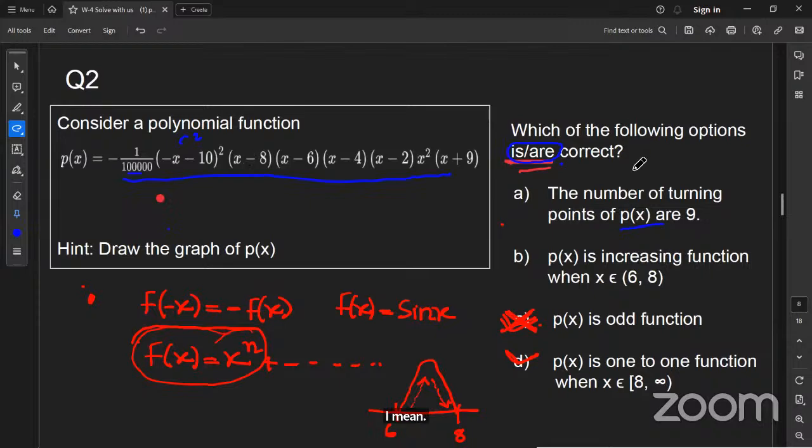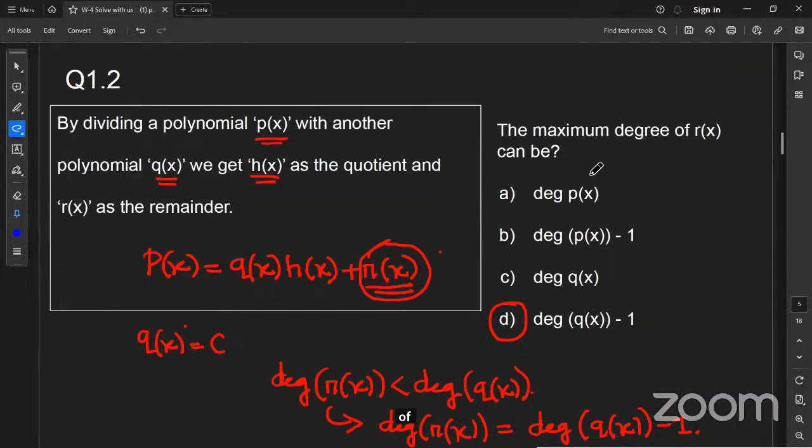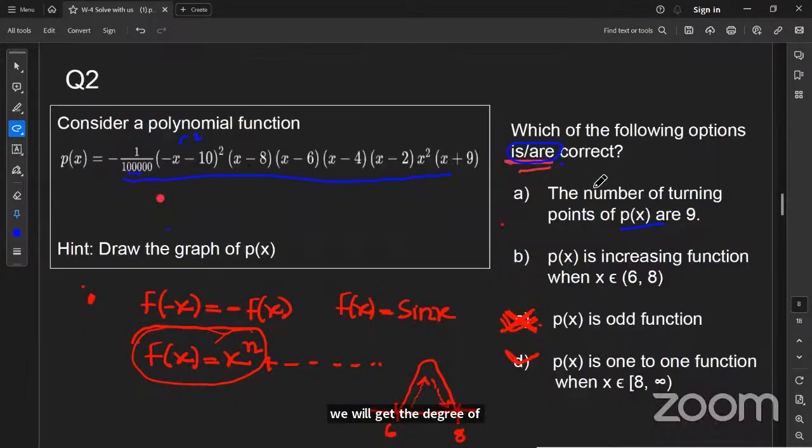So in this question, this option is incorrect. The number of turning points of P(x) are 9. This is incorrect, right? Now, what is option B? Option B is saying P(x) is increasing function when x belongs to 6 to 8. Let's see the 6 to 8 interval. Firstly, it is increasing, and then suddenly it is decreasing, right?